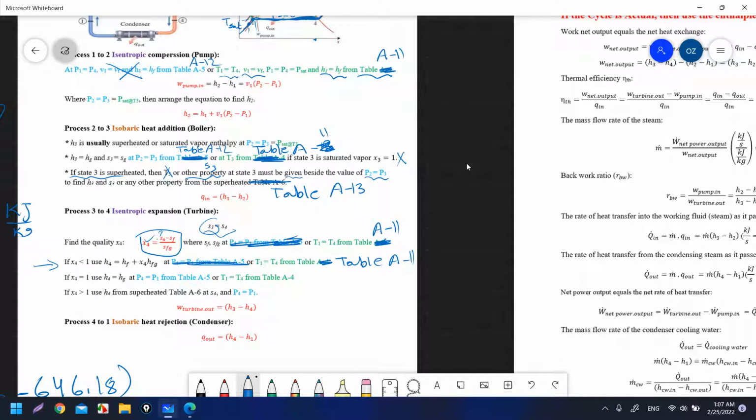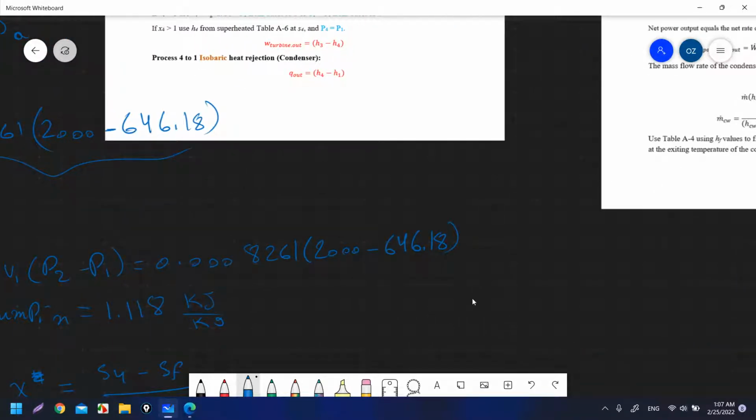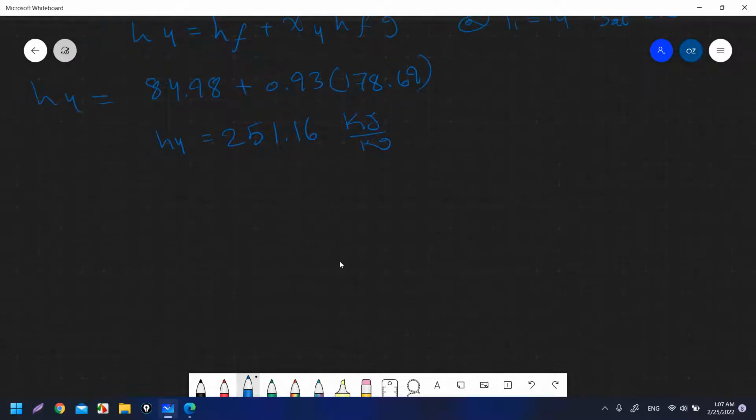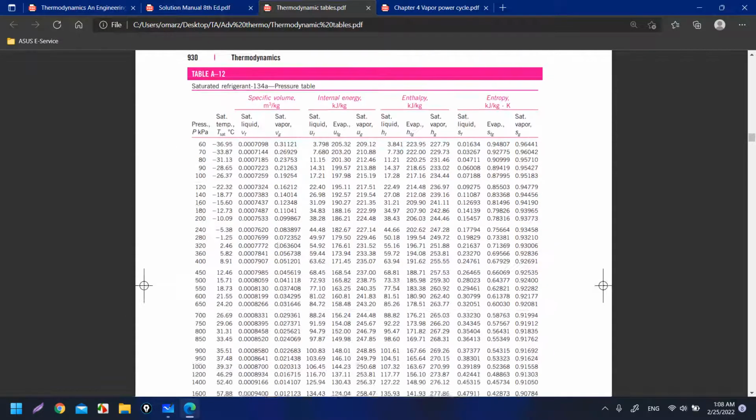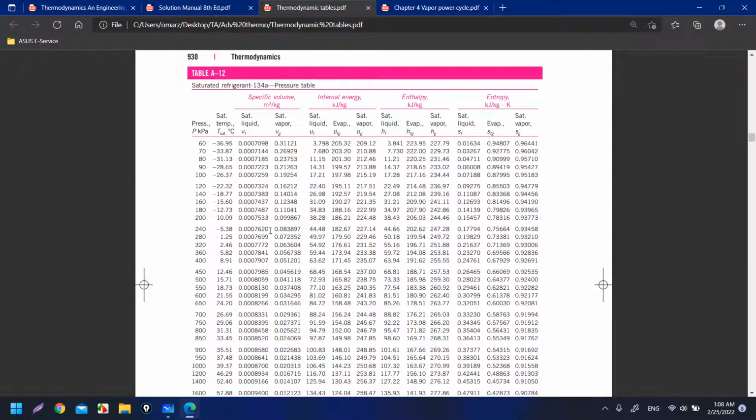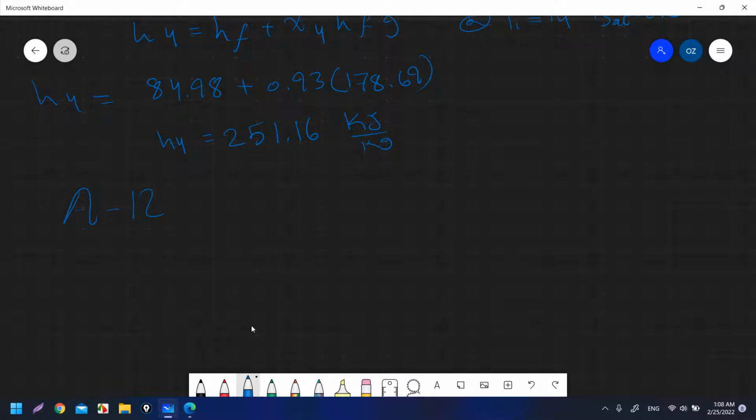Okay, I will go to the table. I want to check first if state 3 is superheated or not. So let's check using table A12, the pressure table, because we have the pressure. If we don't have the pressure, we will see other things. So let's go to table A12 at the pressure P2 equal to P3, which is 2000 kilopascal.